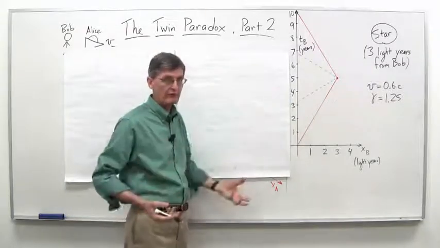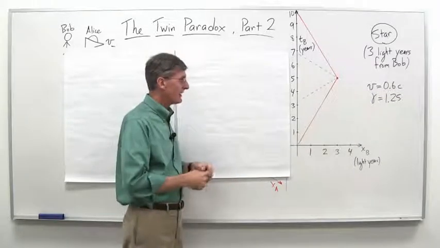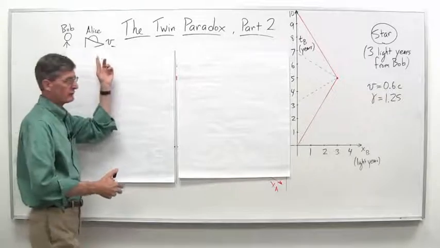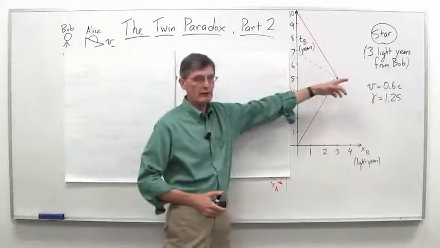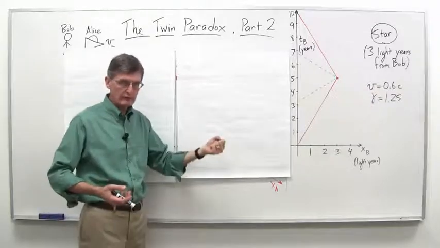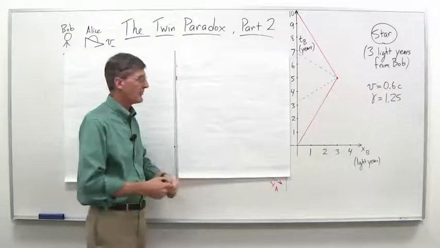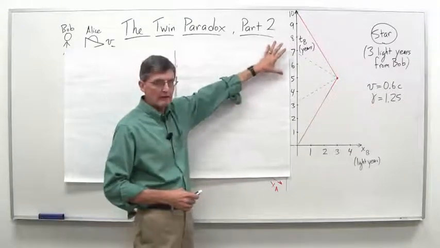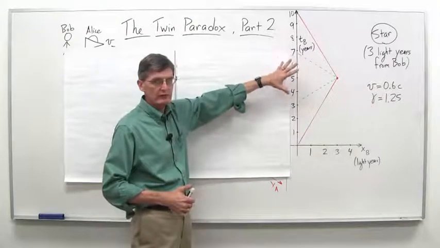And the paradoxical part here is that both Bob and Alice, here Bob, Alice takes her trip to the star 3 light years from Bob and then back again. Both of them see the other's clocks running slow, time dilation as we've done a number of times before, but when they get back, Alice is younger than Bob.